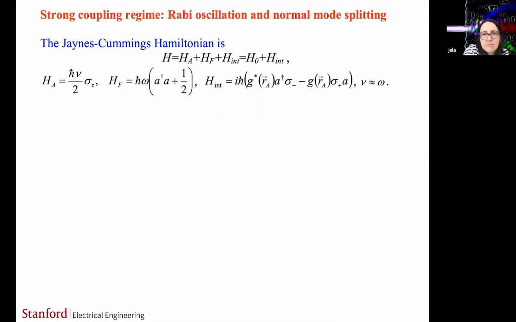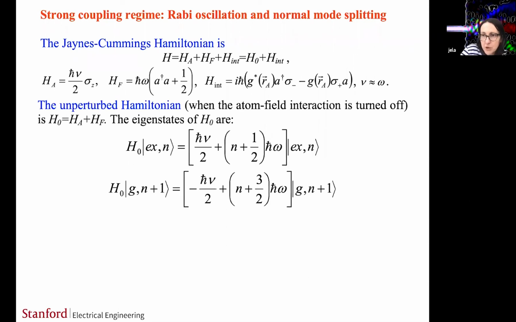So when your atom and field are not coupled at all, the atomic eigenstates are Ex and G, and the field eigenstates are Fock states, with N photons in the field. So if atom and field are not coupled, what are the eigenstates of the whole system consisting of atom and field that are decoupled from each other? You just need to write tensor products of atomic and field states. They're decoupled from each other, but you have to combine atomic and field states, right?